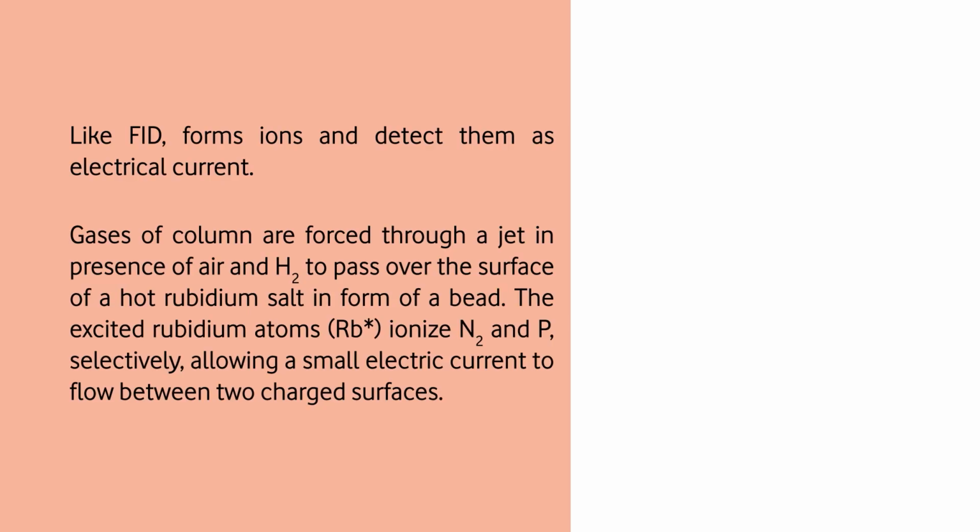So excited rubidium atoms ionize nitrogen and phosphorus. Remember, it is the same as FID. In FID, the gases are burnt and carbon ions are produced. In this case, it is only nitrogen and phosphorus. So this detector is specific to nitrogen and phosphorus.